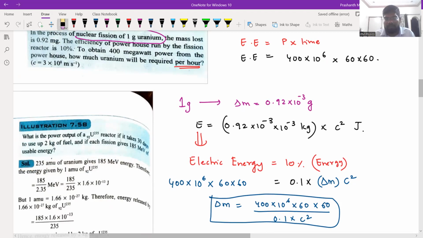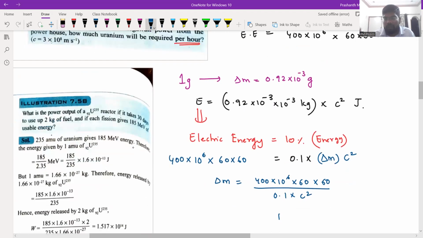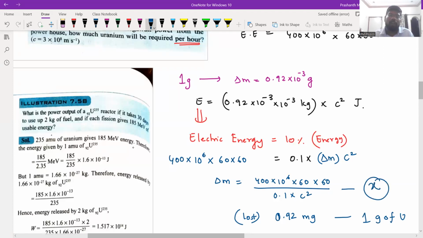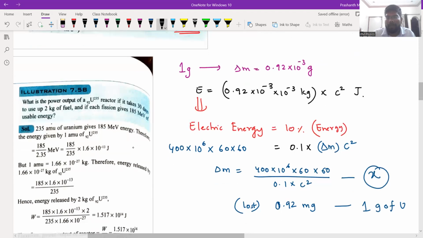But this much mass, we know that for 1 gram of uranium, 0.92 milligrams is the lost mass. So for X grams, how much uranium is required per hour, they are asking. Understand? It's like if one pen costs 10 rupees, then for 100 pens, how many rupees? That's the kind of thing it is. Understanding?